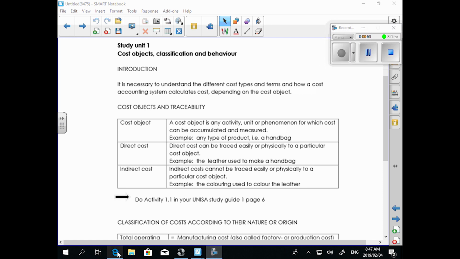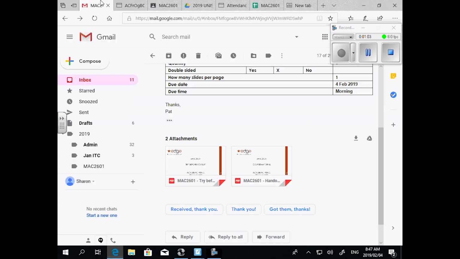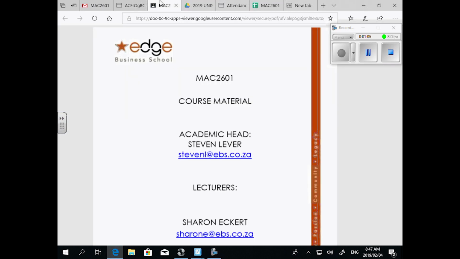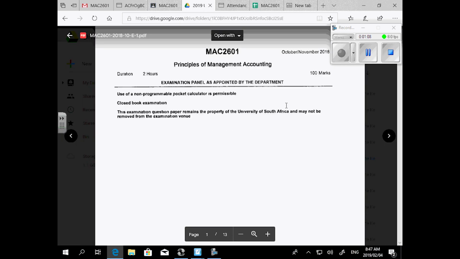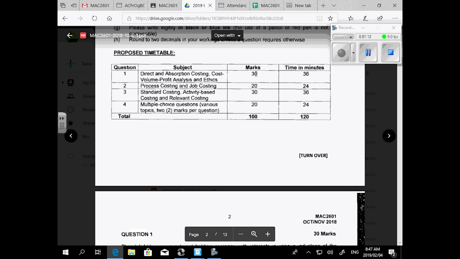So I actually just want to quickly go back here. I opened an exam paper. Just don't know where it is anymore. Okay, so this is one of the exam papers. This is last year's October-November paper. As you can see, it's made up of 4 different questions, and this is generally how they're going to ask it. And there are multiple choice questions.